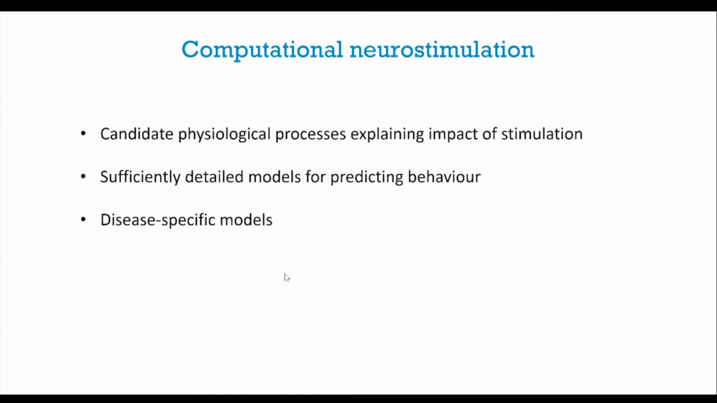With that, we can identify candidate physiological processes that explain how stimulation impacts on the brain and how that ideally impacts on behavior. Ideally, what we'd like is to develop disease-specific models, because in many of the diseases we are interested in applying stimulation to, profound changes to the network occur, either in terms of their neurotransmitters, or if you take stroke, in terms of their structure. So we don't really know whether the effect of stimulation is at all comparable to what we've learned from healthy individuals.